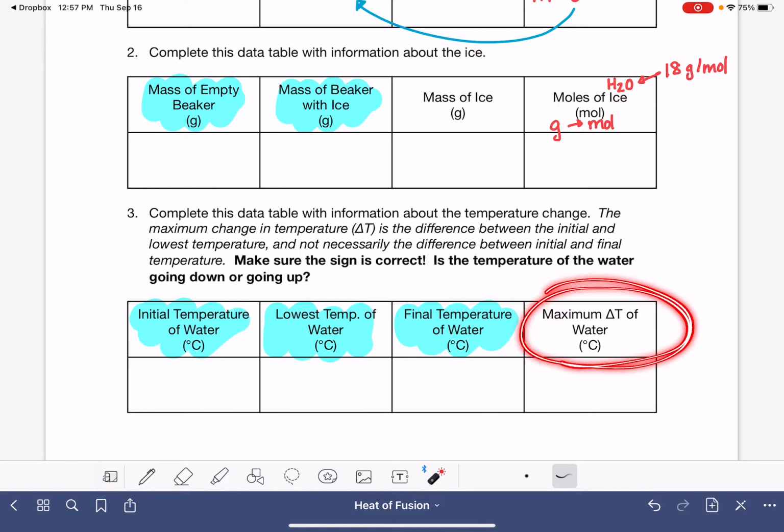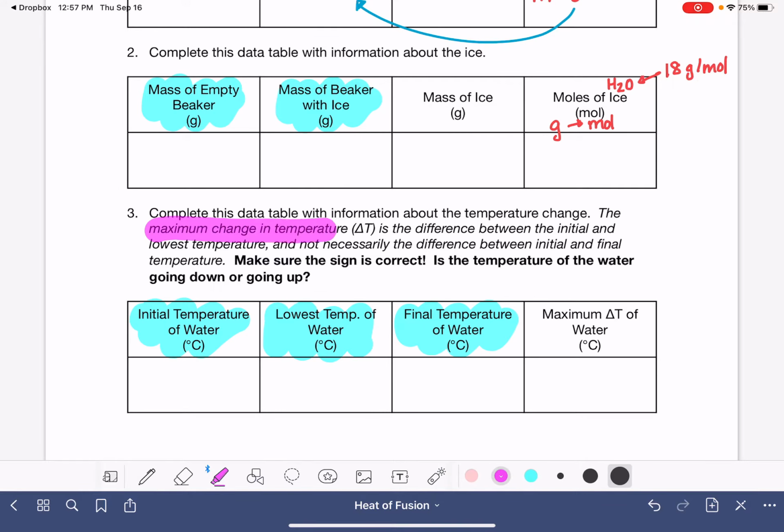Now over here, it's asking you to calculate the maximum difference in temperature for the water. And in the notes or the instructions for question number 3, the maximum change in temperature is the difference between the initial and the lowest temperature. So at some point, the temperature gets low, like it's done all the chemistry that it can do, and then the temperature is going to slowly start rising just due to the water heating itself up because it's sitting at room temperature, which is a little bit warmer than what's going on inside the beaker.